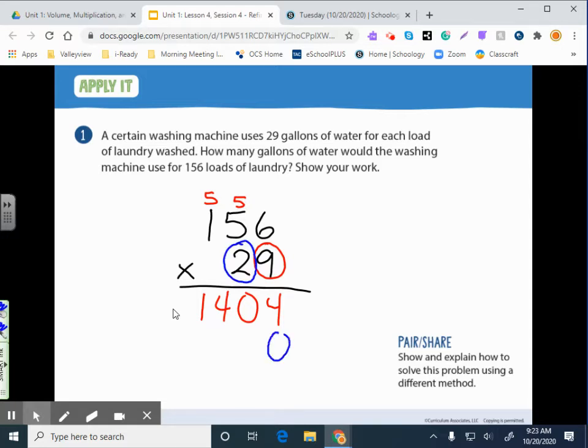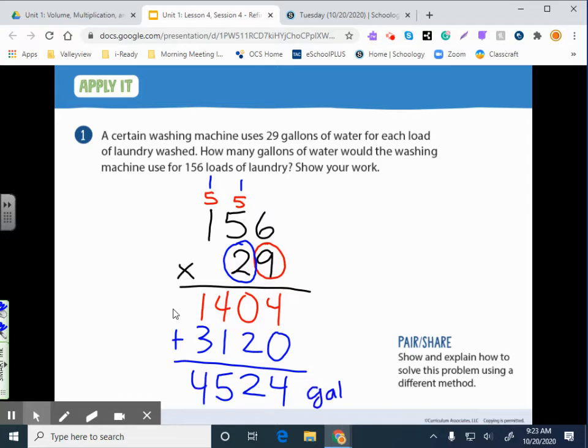All right, so put your 0 here because we're starting with tens. So 2 times 6 is 12. 2 times 5 is 10, plus 1 is 11. 2 times 1 is 2, plus the 1 is 3. So we got 4, 2, 5, and 4. So 4,524 gallons of water.